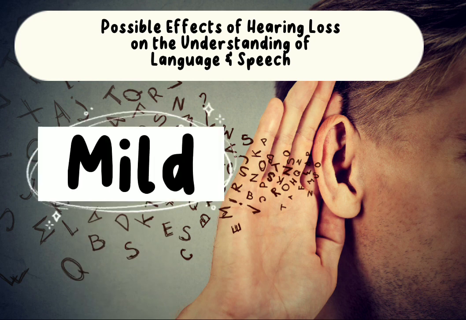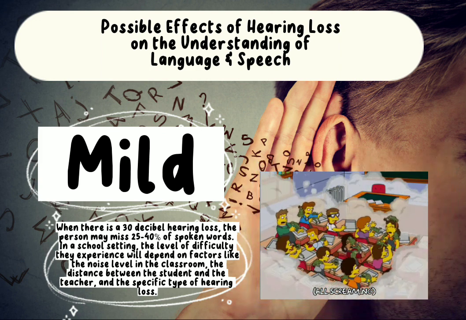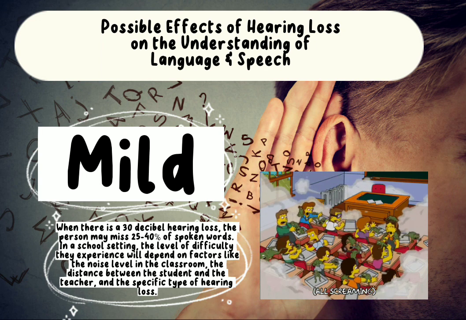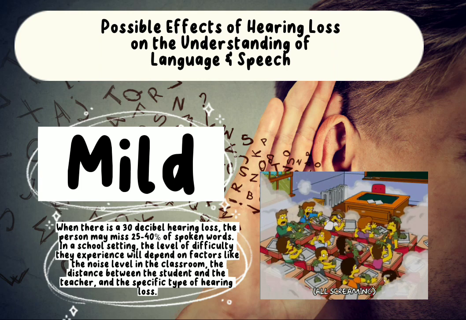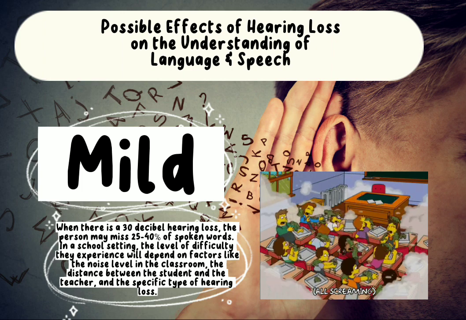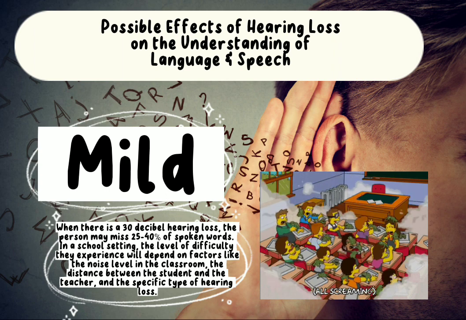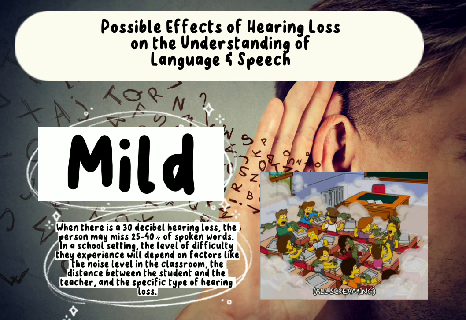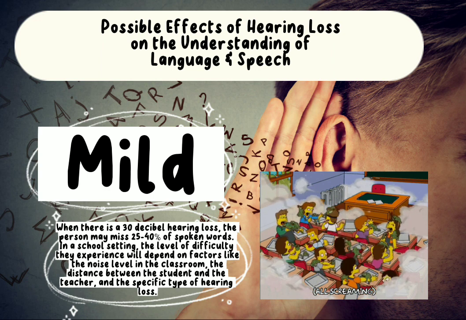Mild. Mild at 30 decibels can miss 25 to 40% of speech signal. The degree of difficulty experienced in school will depend upon the noise level in the classroom, distance from teacher, and configuration of hearing loss. Without amplification, the child with 35 to 40 decibel loss may miss at least 50% of class discussions, especially when voices are faint or the speaker is not in the line of vision. Will miss consonants, especially when a high frequency hearing loss is present.